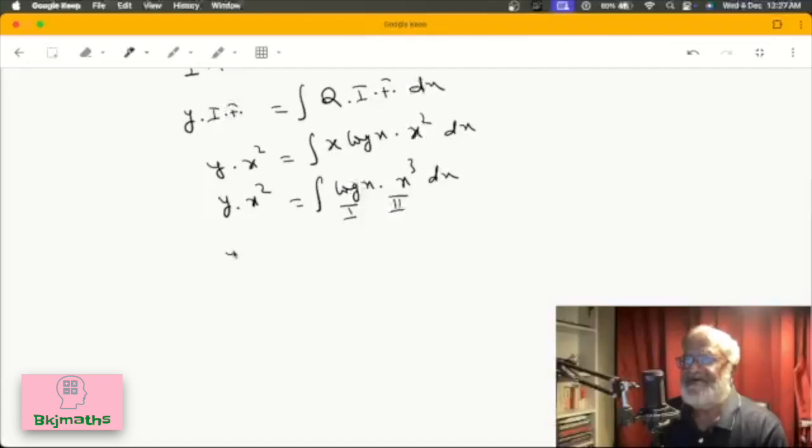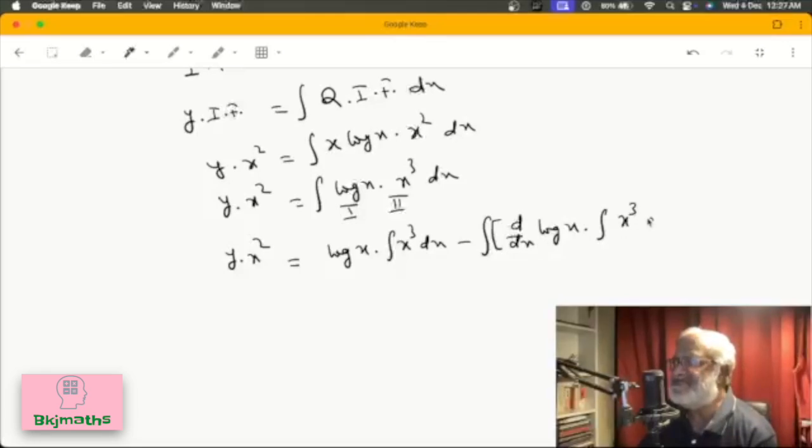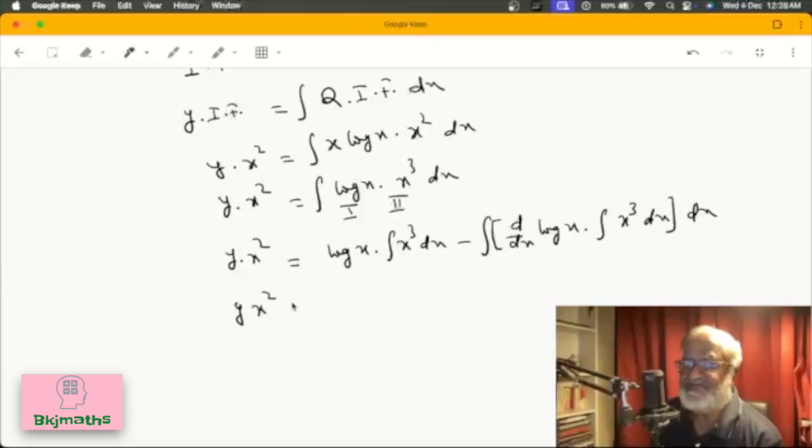So y into x square equals, now integration by parts: first function into integration of second, that is x cube dx, minus integral of differentiation of first, that is log x, into integration of second, x to the power 3 dx, whole dx. So y into x square equals log x.